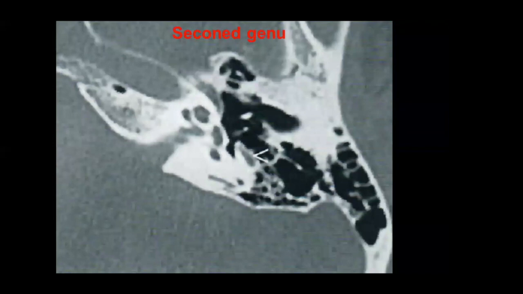Here is the second genu of the nerve, where it turns from the tympanic segment to the mastoid segment. And this is the mastoid segment, the beginning of the mastoid segment, and so on.